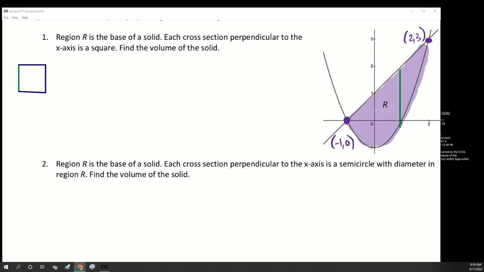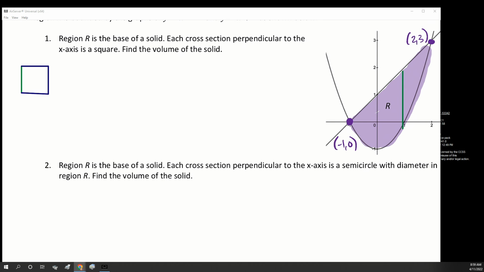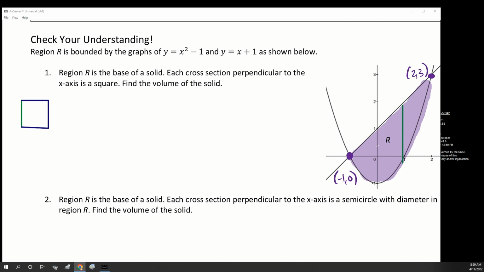So to find the area of a square, you just square a side. So what is that green side? How can I represent that green side everywhere on that region? Right. So it's top minus bottom, just like we have been doing with all the radii that we did. It was either top minus bottom or right minus left. Same thing here. So that green line is top minus bottom. Top is the line, so x plus 1, minus the bottom is the curve, x squared minus 1.